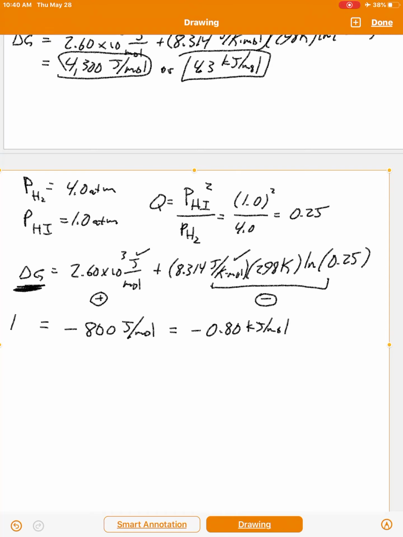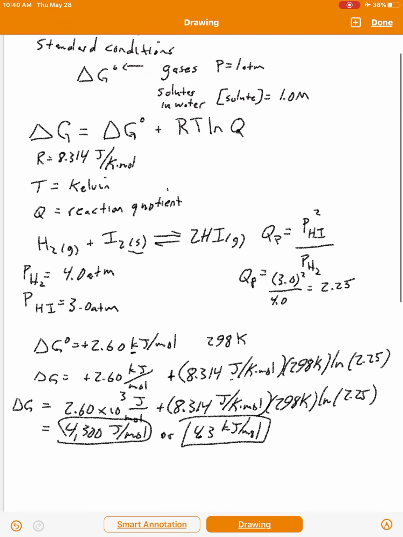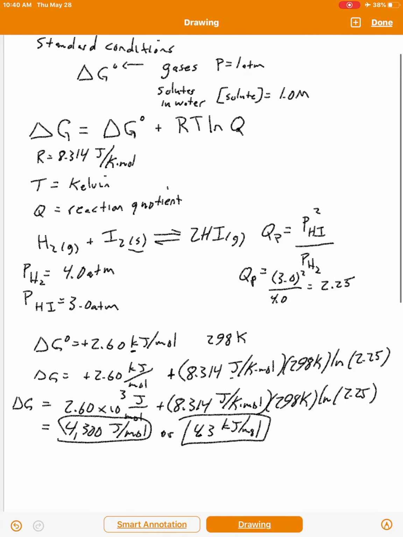So these initial conditions result in a spontaneous process, even though originally our calculation, right here, was non-spontaneous. Positive is non-spontaneous for delta G. And even under standard conditions, it was non-spontaneous. What that tells us is we can make a reaction become spontaneous by affecting or varying the initial pressures or concentrations if we're dealing with aqueous solutes.